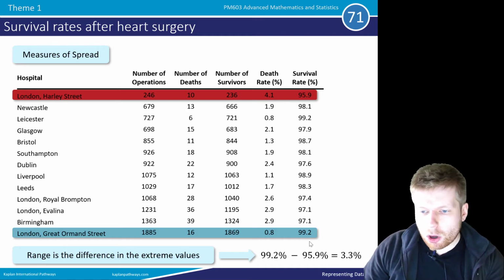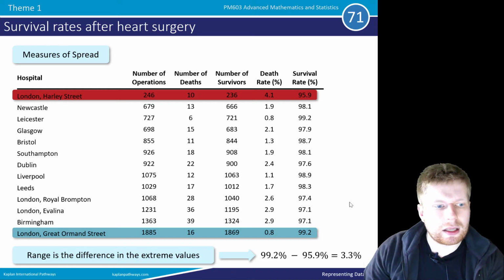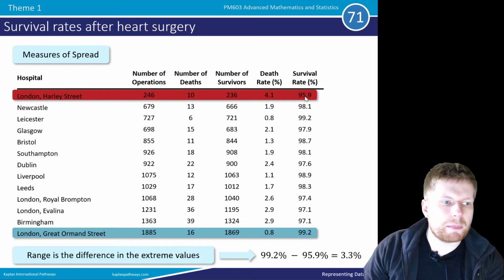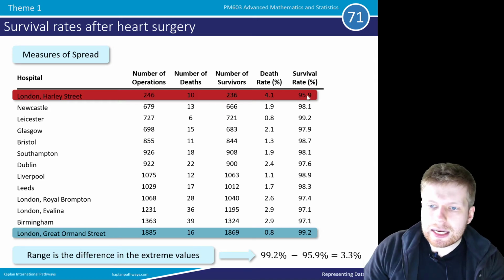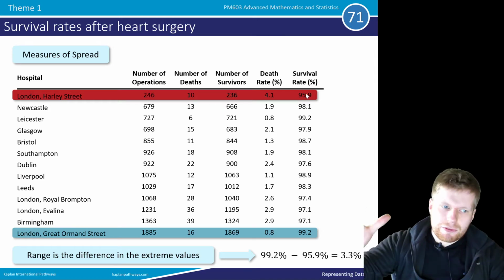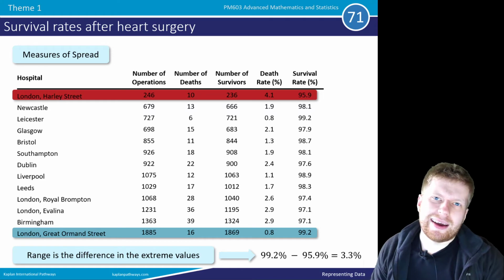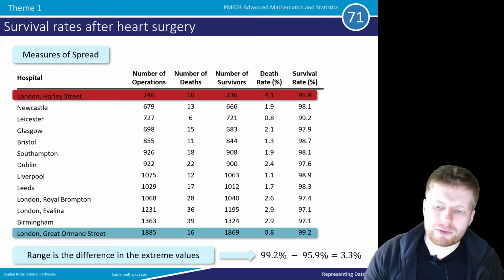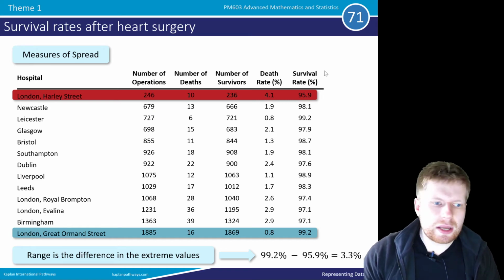Because actually if you look at the rest of the hospital survival rates, they're quite closely clustered together. But if I have London Harley Street now, not as 95.9%, but as 50%, then suddenly my range is going to be made massive just because of that one outlier. And I don't really want to worry about that. If the range is so heavily influenced by outliers, then I don't really want to worry about that.